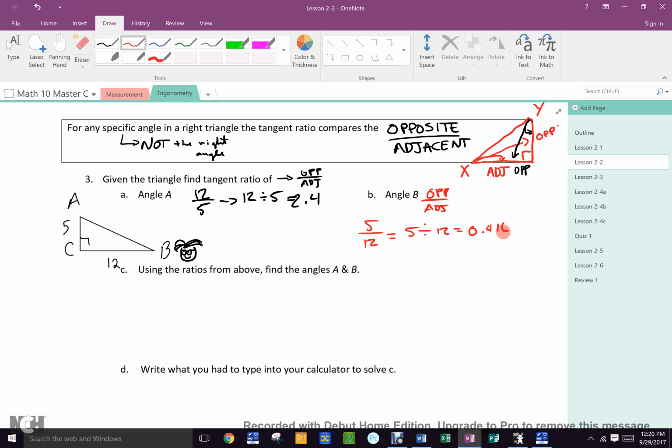Yes? Would you round in this situation? Yeah, 3 decimals, usually, in trig. Everybody cool? Now, I now have a ratio.